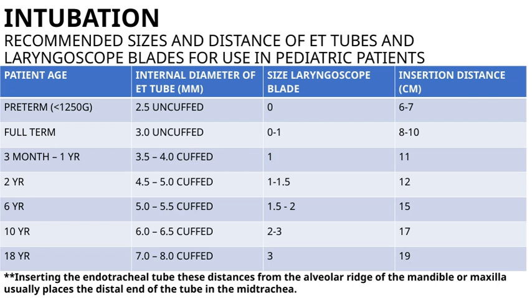At 10 years, a cuffed tube around 6 to 6.5 millimeters is typical, with a blade size of 2 to 3, and an insertion distance of about 17 centimeters. Finally, in older adolescents aged 18 years, a cuffed tube between 7 and 8 millimeters is recommended, with a blade size of 3, and an insertion distance of approximately 19 centimeters.